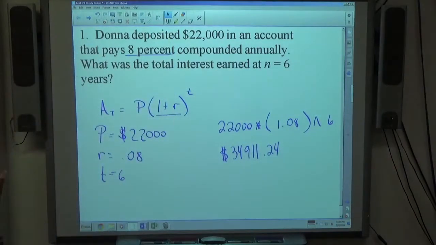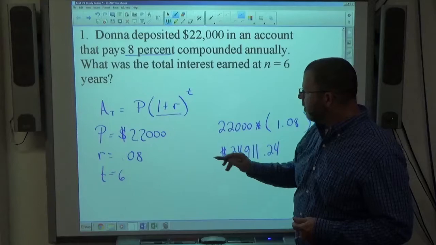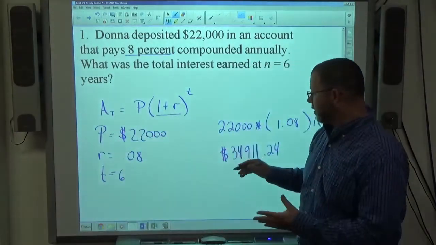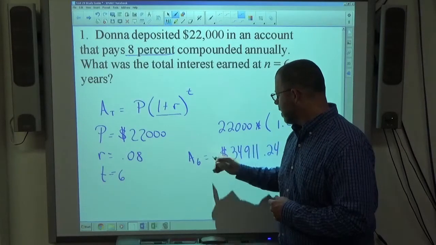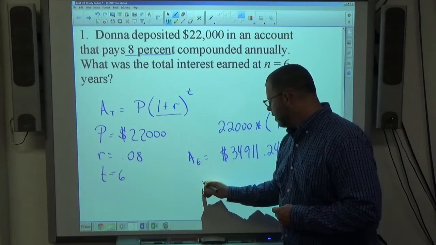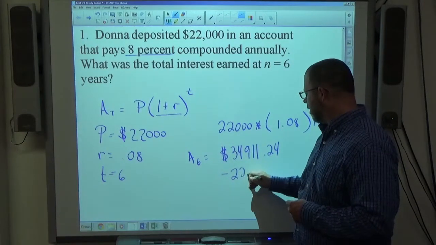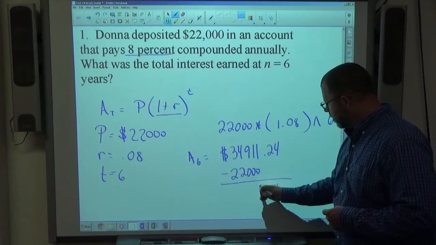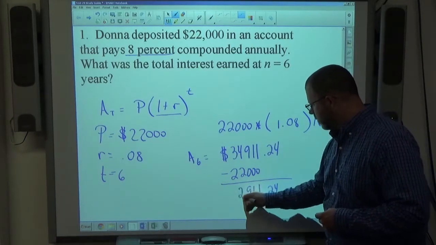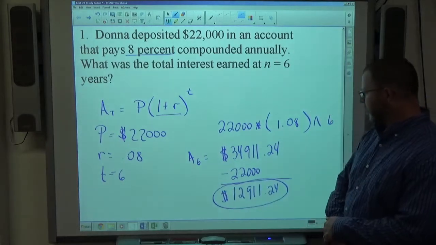It says, what was the total interest earned? Okay, so be careful now that A sub t is not interest earned, it's how much money she has in the account. So this is the final amount of money. To get interest, we have to subtract the initial investment. So if we subtract 22,000 from this, you can see she got $12,911.24 in interest.